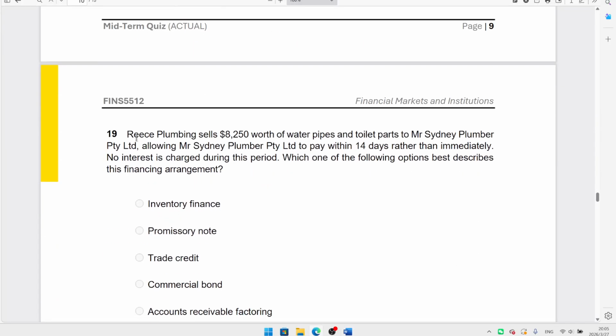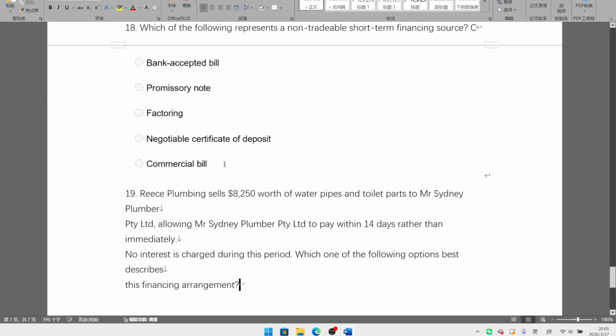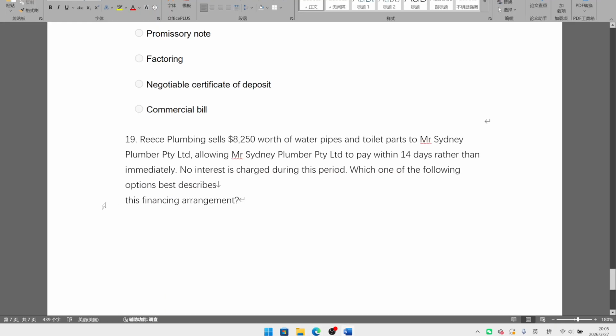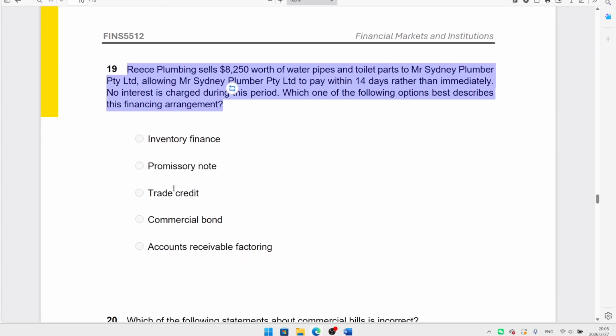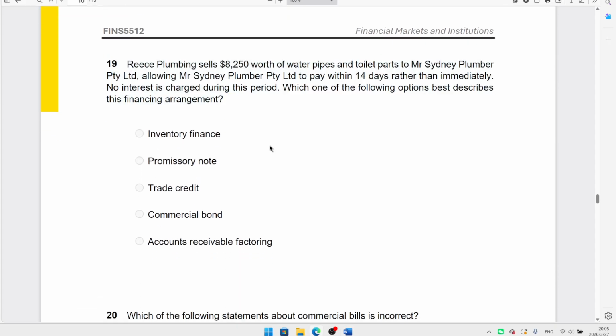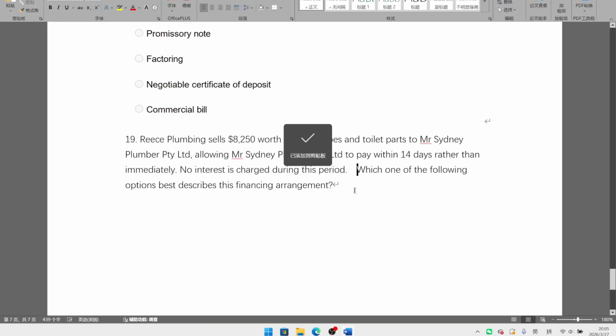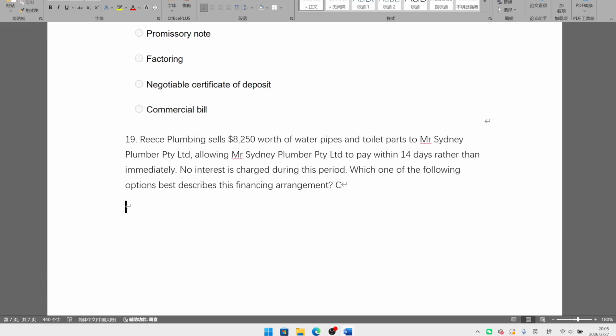Question 19. Sorry for that, I'm trying to change the format. A plumbing company sells goods, with payment due within 14 days rather than immediately. No interest is charged for this period. Which one of the following best describes the financial arrangement? It's trade credit. C is correct. So now we first answer the question.